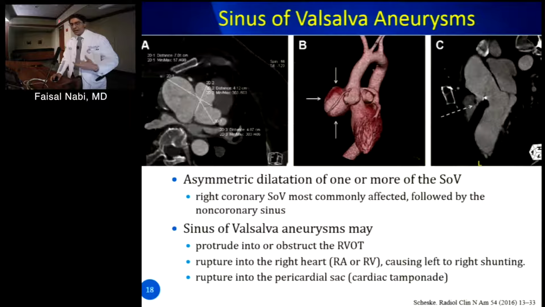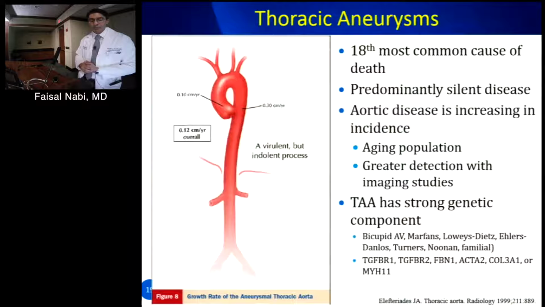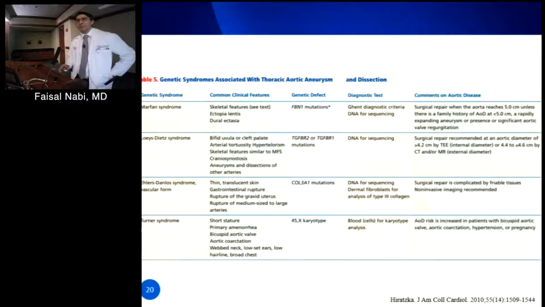So let's talk a little bit now further up on the aorta, thoracic aneurysms. This is really the 18th most common cause of death. It's predominantly a silent disease, and it's growing in incidence, as we discussed. One of the things we should know is that people who have thoracic aortic aneurysms, especially ascending thoracic aortic aneurysms, tend to have a very strong genetic component. Maybe this is a slide that the fellows should go over at least before they sit for their boards. There are very specific genetic defects with some of the common genetic syndromes, such as Marfan, Loeys-Dietz, and Ehlers-Danlos.